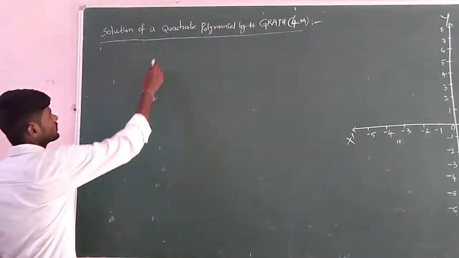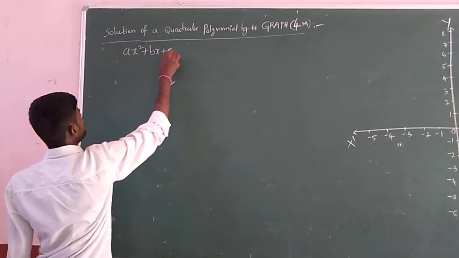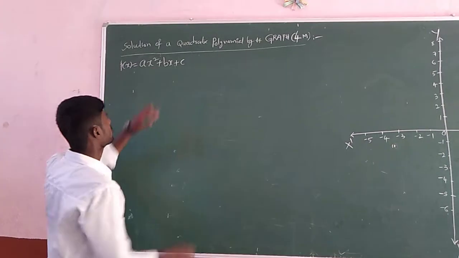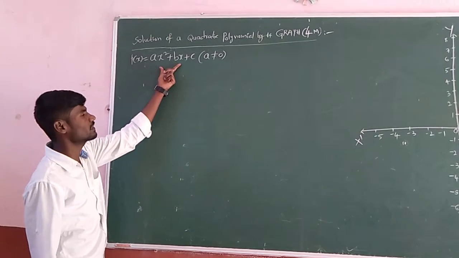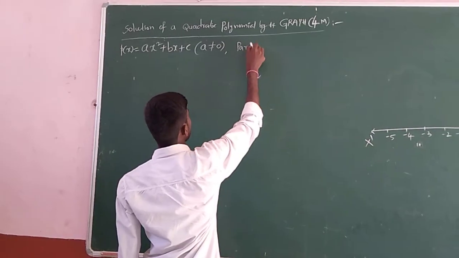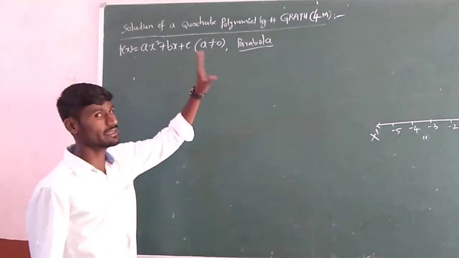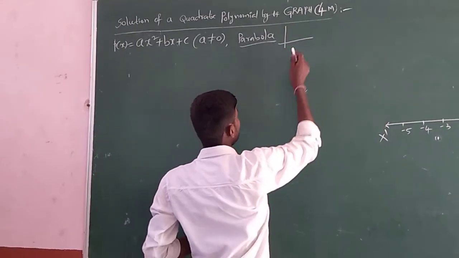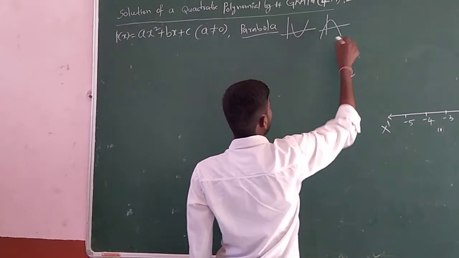How can we find them? Actually, what is the standard form of a quadratic polynomial? ax square plus bx plus c. This is a quadratic polynomial, not equation, polynomial, where a is not equal to 0. For this quadratic polynomial, if we draw the graph, we will get a parabola. It is a curve, not lines. Remember, curve, parabola. And this parabola is either an upward parabola or a downward parabola, like this.